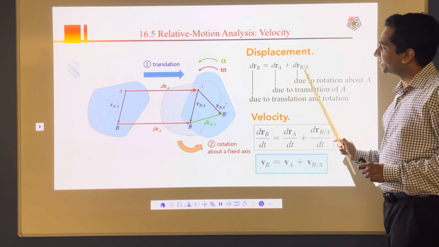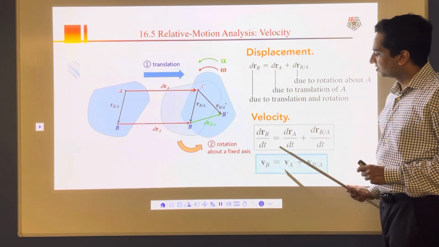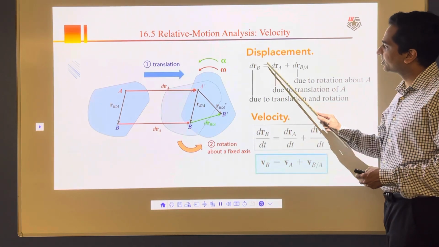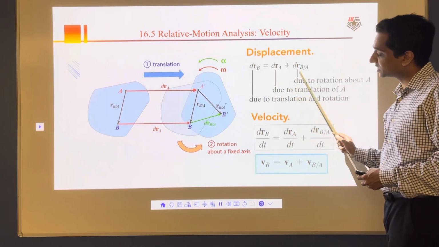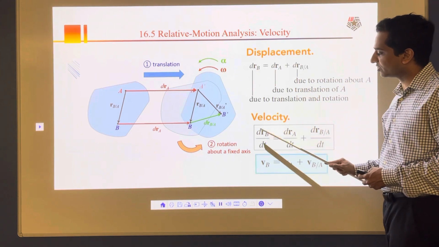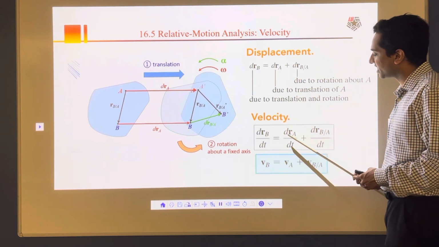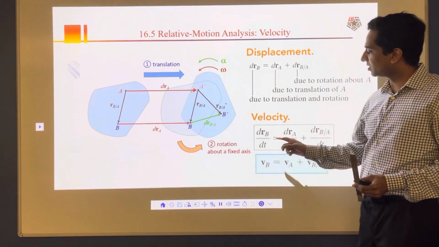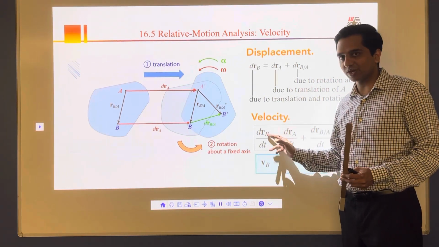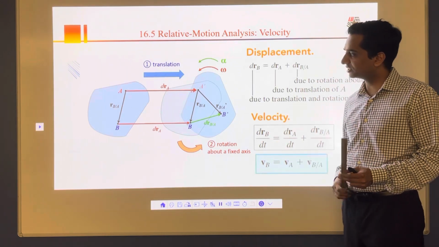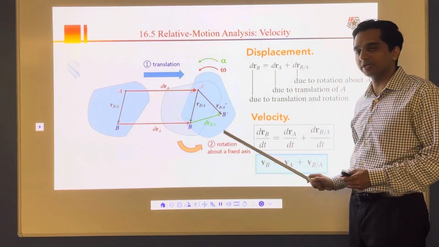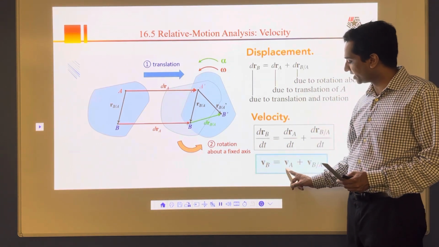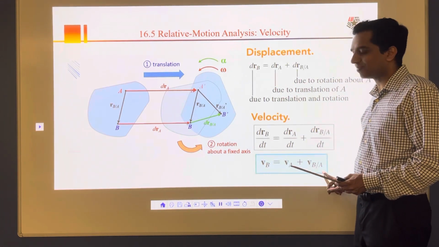I'm going to differentiate this equation with respect to dt because this motion is happening in time dt. If I do that, I get drb by dt equals dra by dt plus drb by A by dt. This is nothing but distance over time, which is velocity. So I can rewrite that Vb is equal to Va plus Vb by A.